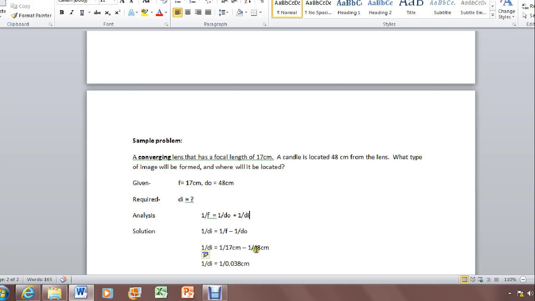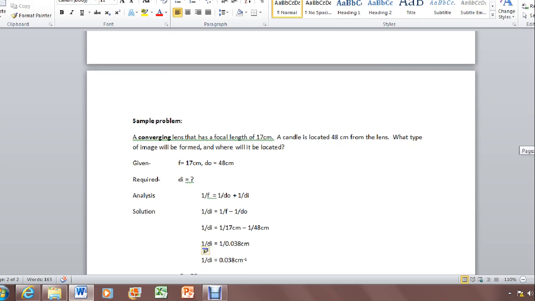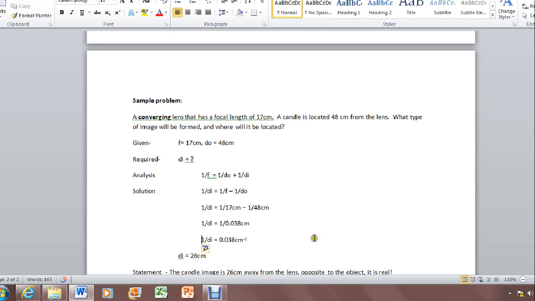So what we have to do is take the reciprocal, or 1 over 0.038, to give us DI. So to represent that, I've just said to the negative 1, which means 1 divided by 0.038. So when you punch that in, what you're going to get is an image distance of 26 centimeters.